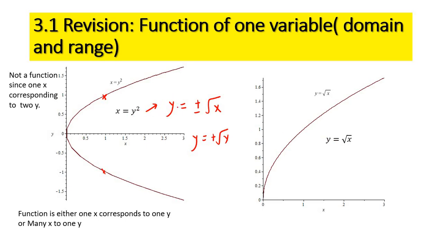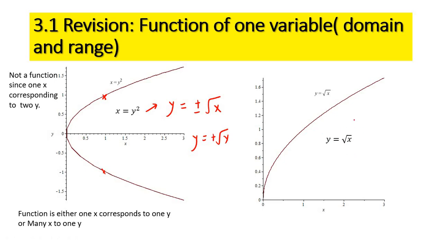When you make y as the subject, you have positive and negative square root x. Positive square root will be the upper part. If you take the lower part, that's y equal to negative square root x. So now this one is function because when x is 1, y is 1, only one value. So this one is function.